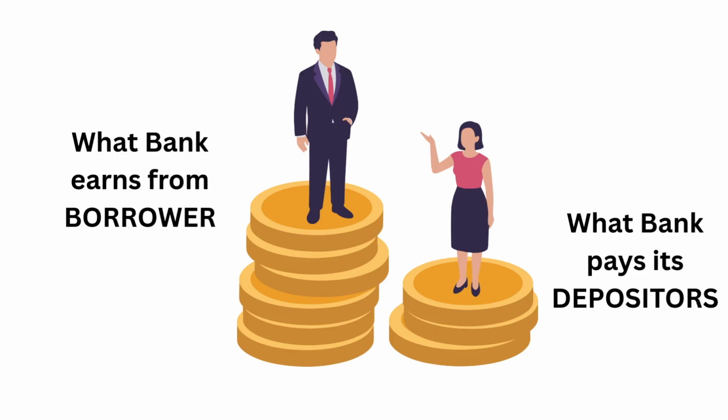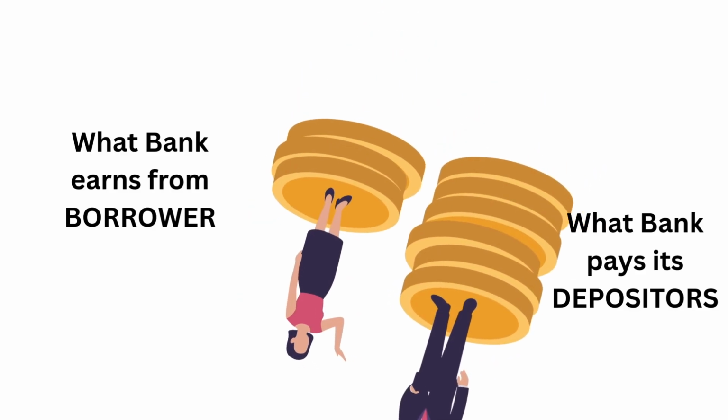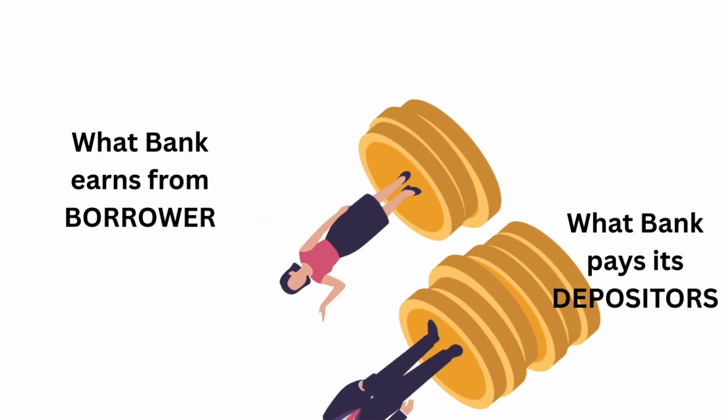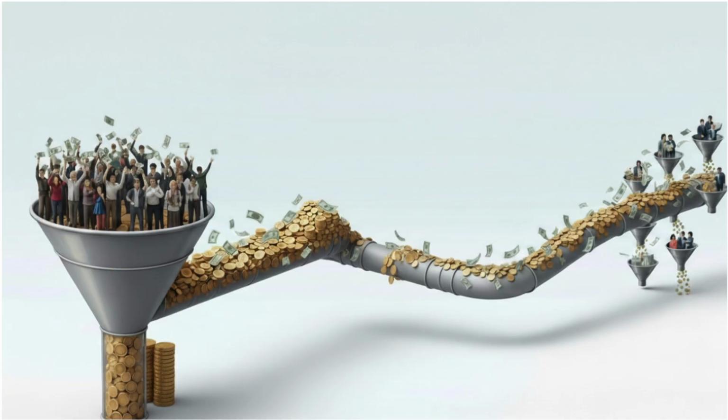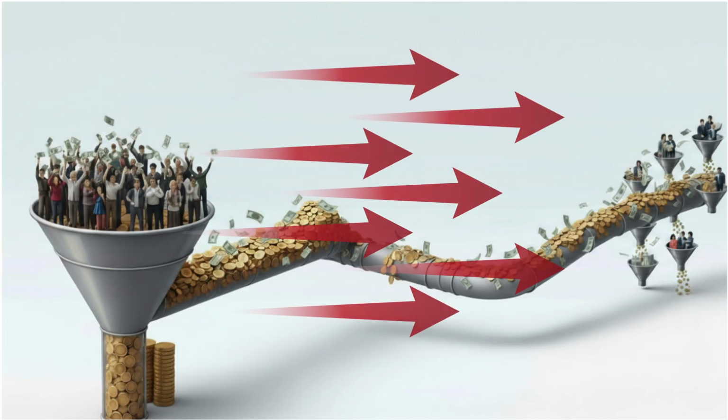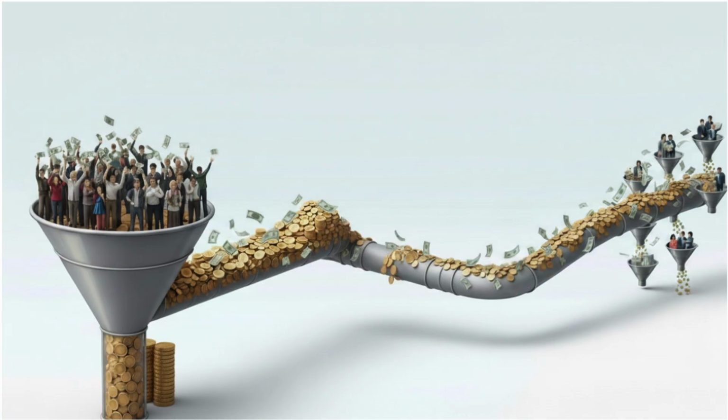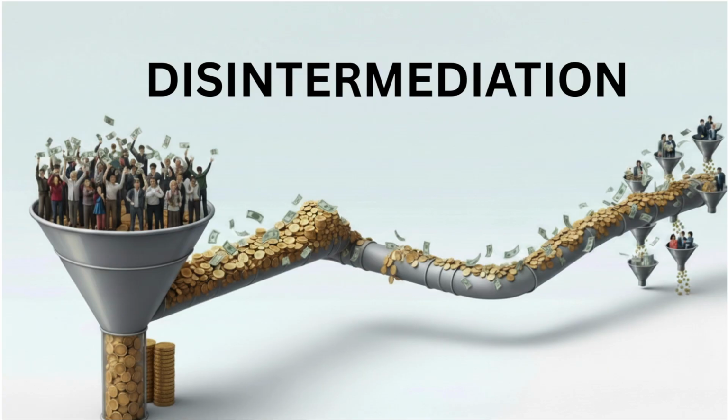Otherwise, if it won't make money from intermediating, then it will quit the service and force savers to look for borrowers themselves, which will likely be more expensive and time-consuming for all concerned. This process is called disintermediation, the opposite of intermediation.